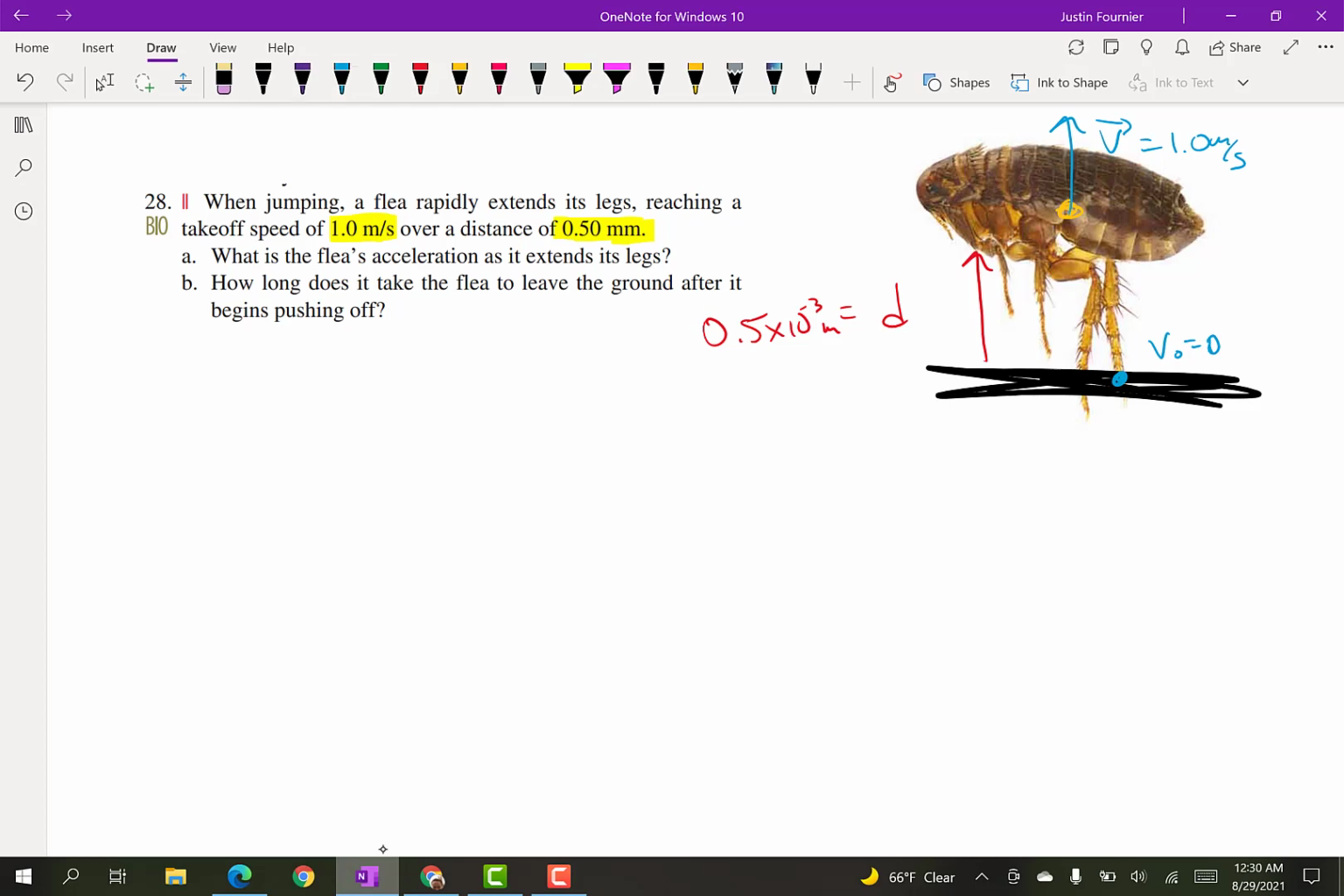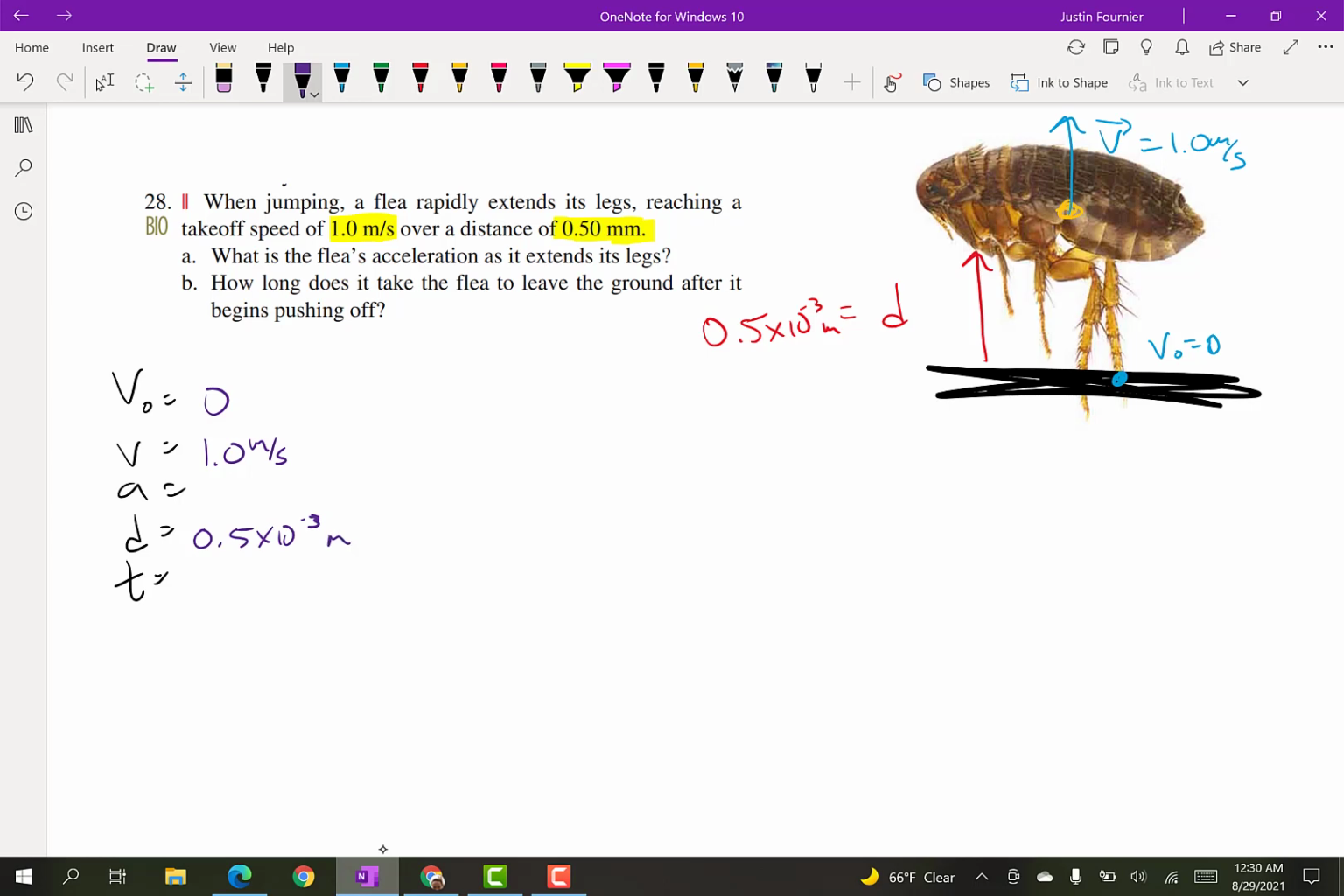Okay, so there we go. That's kind of my diagram here. At first, the flea is on the bottom here, and then it's up top right here. So I'm going to say v_o, v, a, t. At first, it's at rest, but then it has a velocity of 1 meter per second. It does this over a distance of 0.5 times 10 to the negative 3 meters.